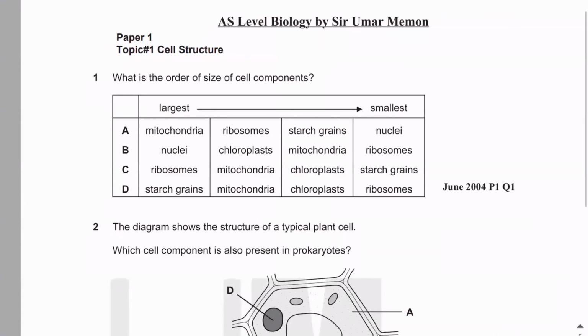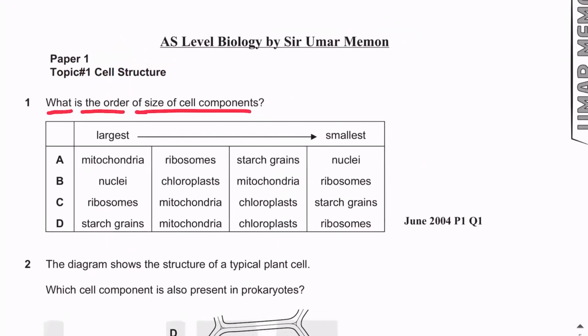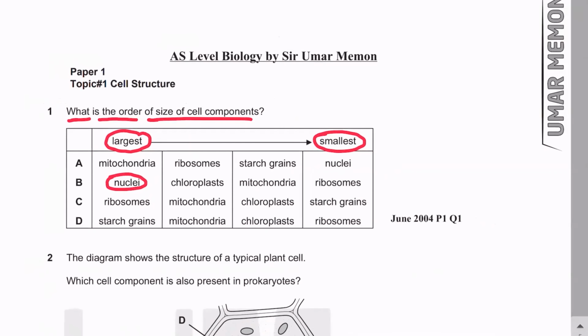Let's discuss the first MCQ. What is the order of size of the cell components? If you recall from the sizes, which of the following is the largest and which is the smallest? If we compare mitochondria, nuclei, ribosomes, and starch grains, nuclei are the largest, right? Then comes the chloroplasts, then mitochondria, and then ribosomes.